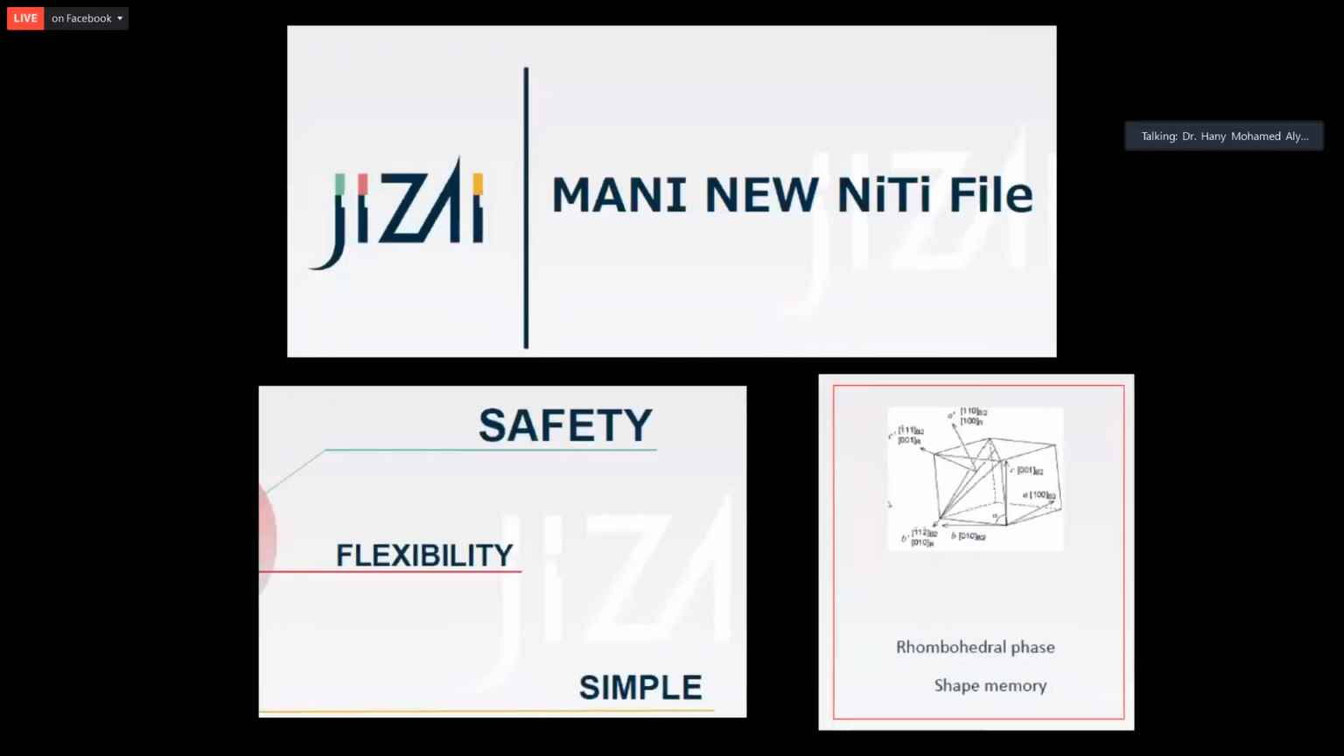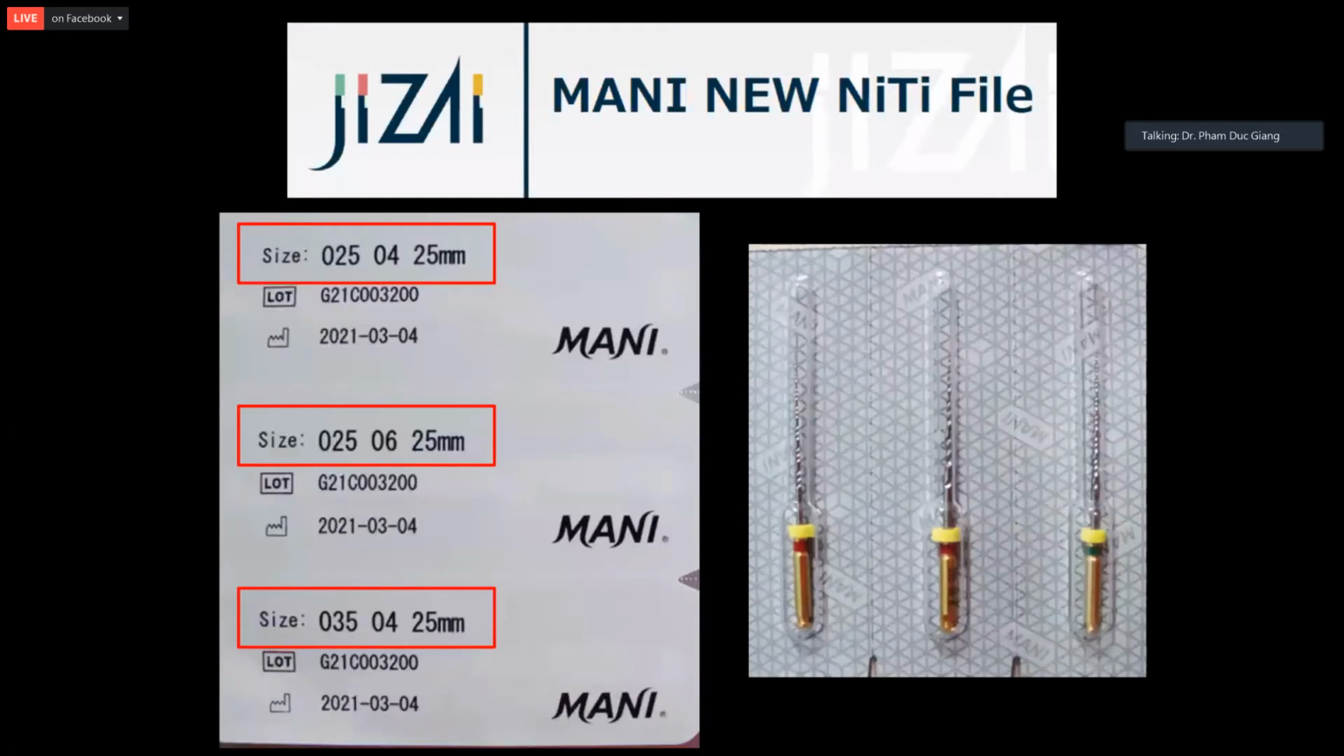Also, one of the files that I just tried recently is the GZI files, and this file is a NiTi file in the R phase. Gần đây thì tôi có sử dụng một hệ thống file mới, tên là GZI, và nó là vật liệu bằng NiTi, ở trạng thái R-phase. These files have different tapers and different sizes.